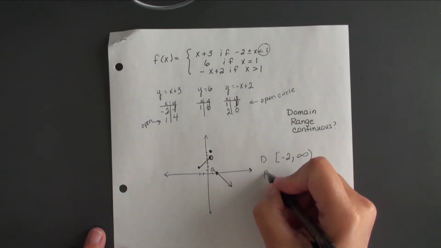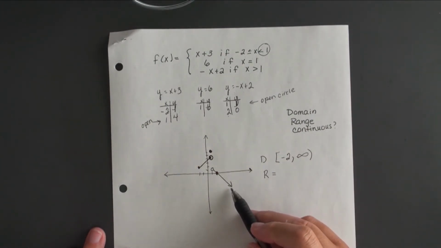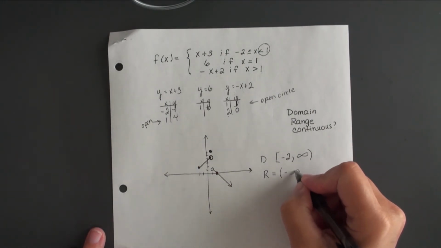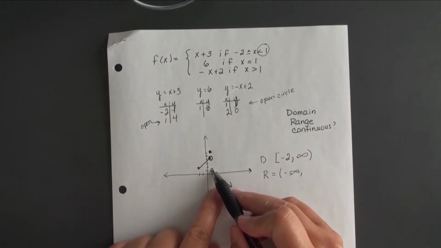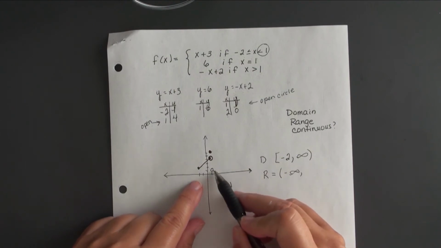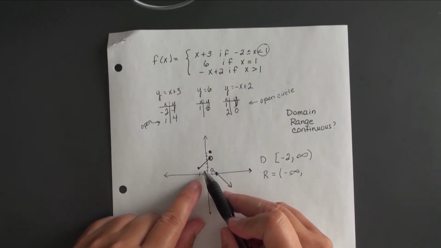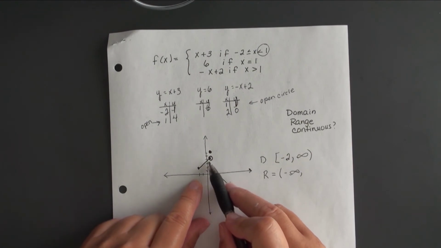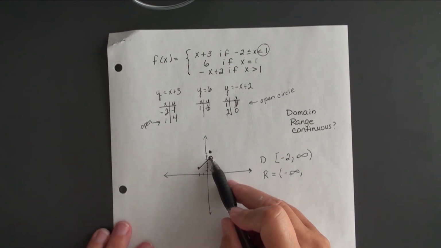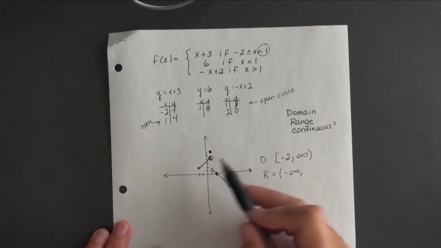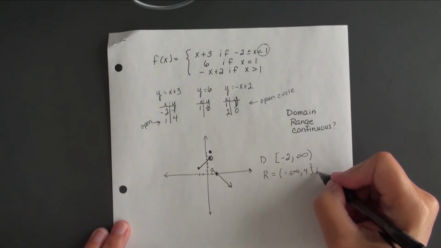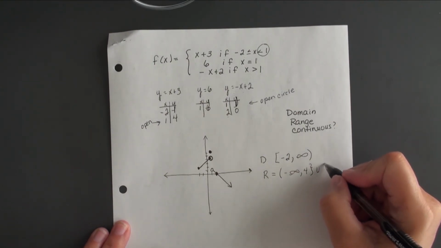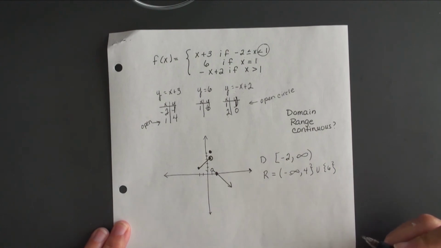Our range is a little bit different. Our lowest point on the graph is negative infinity. Then we went up here to 1, right here, but this is also the point negative 2, 1. So we go to 1, and then we go to here, which is a y value of 4. So negative infinity to 4. And then we have one point that has a y value of 6. So that looks a little bit different than what we've done before.